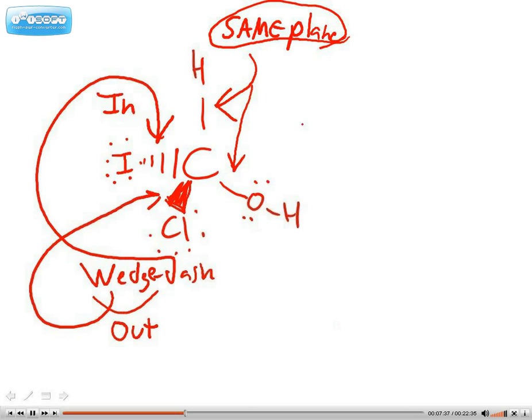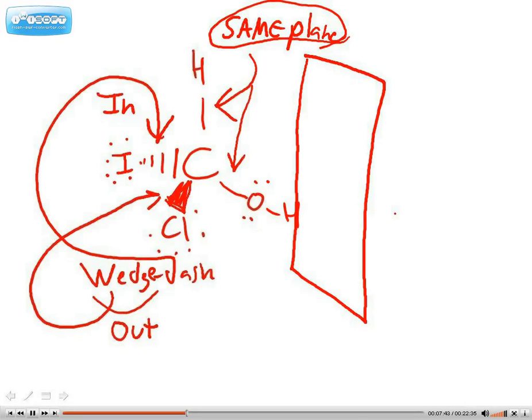Now, I'm going to do the same thing. I'm going to draw a makeshift mirror, and I'm going to draw its mirror image. Its mirror image would look like this using the wedge-dash structure.